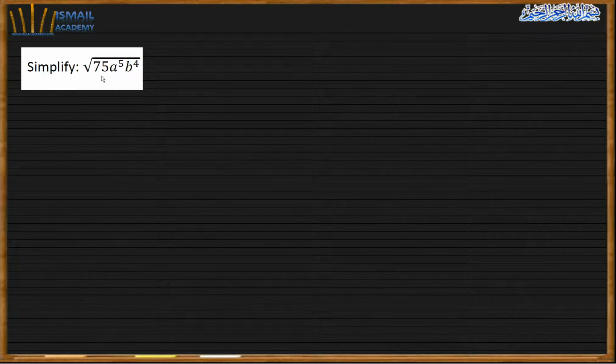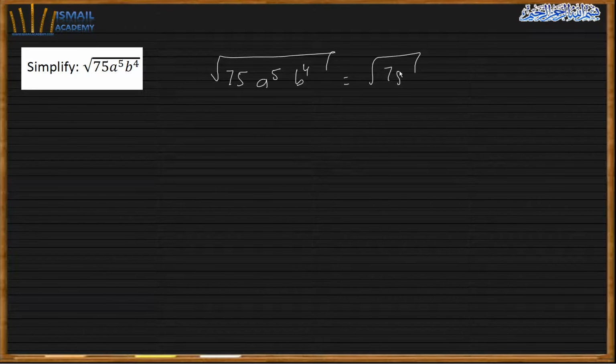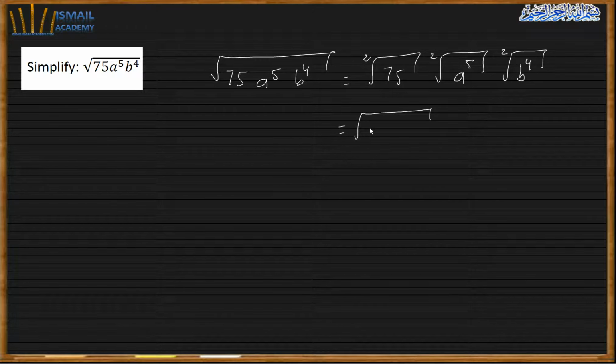Now here they ask me to simplify this. So what I need to do is split the square root for each term. So it's going to be square root of 75, square root of a^5, and square root of b^4. So we know that the root here is 2. So when we talk about square root, the root is 2. So here what I do, I split this, I take the maximum perfect square I can get from here. The perfect square I can get from here is 25, the maximum, times 3.